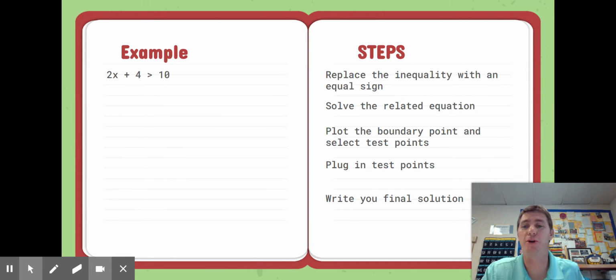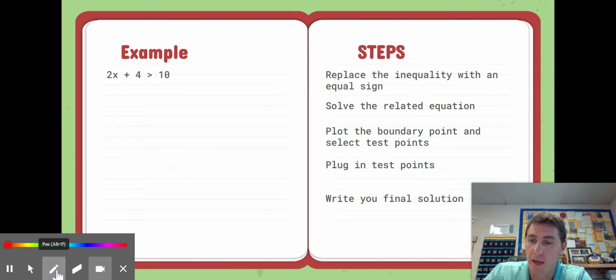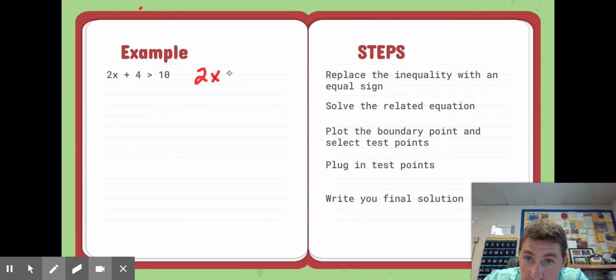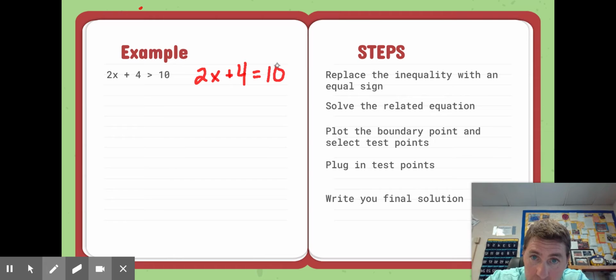Hello class, I'm going to show you guys how to solve an inequality. It's super simple. Let's dive in. First thing we want to do is replace the inequality with an equal sign. And what that's going to do is give us a related equation that we know how to solve already.